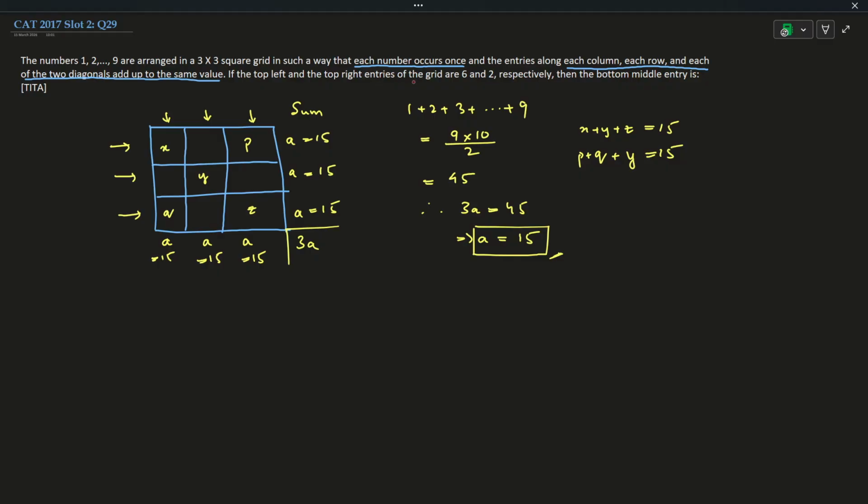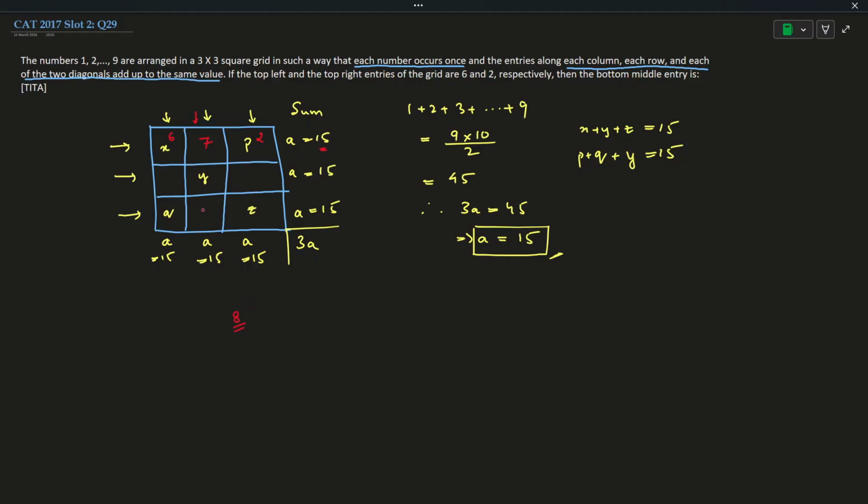We are given the top left and top right entries of the grid are 6 and 2 respectively. Top left is 6, and top right is 2. So this is 8, I need 15, so this will be 7, since 9 plus 6 is 15. Now again I need a 15 in this second column. I already have a 7, so 15 minus 7 is 8.